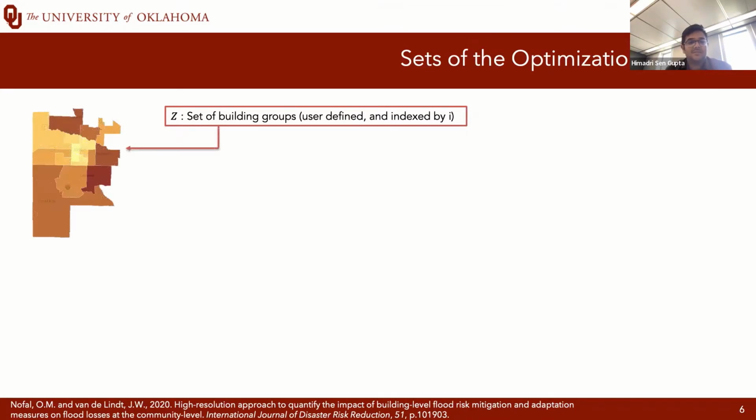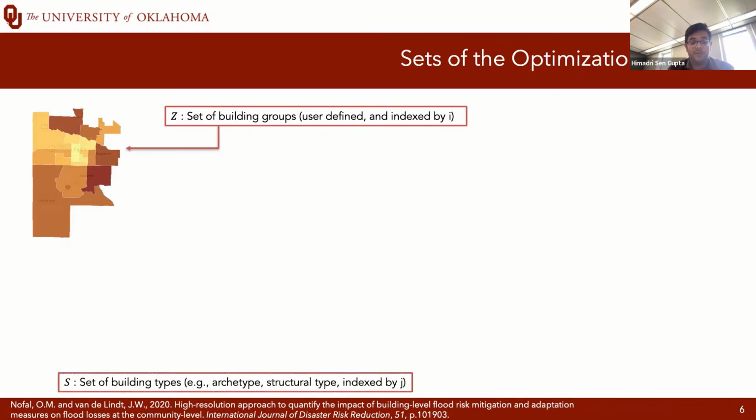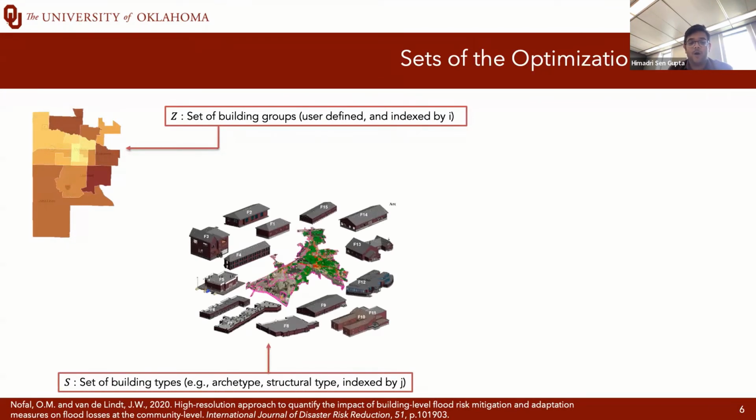So this is a map of Joplin. This is basically a user-defined group. It can be zip code, it can be block group, or anything, which will totally depend on the user who is going to use our optimization model. And then our model will require the set of building types. This means different types of archetype or structural type.